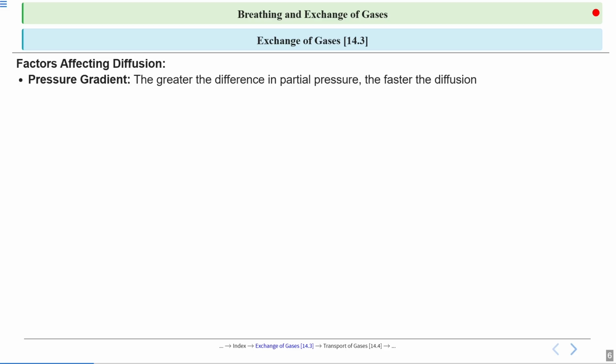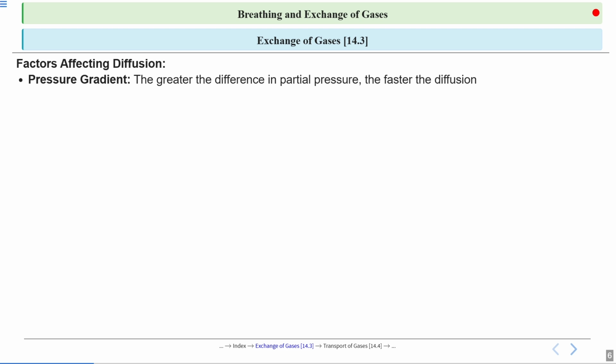See, the partial pressure of oxygen in the air, in the atmosphere, is around 159. And what about in the alveoli? It is 104. So now you can see the difference: 159 in the atmosphere, partial pressure of oxygen, and 104 in the alveoli. So this is the difference for oxygen, right?